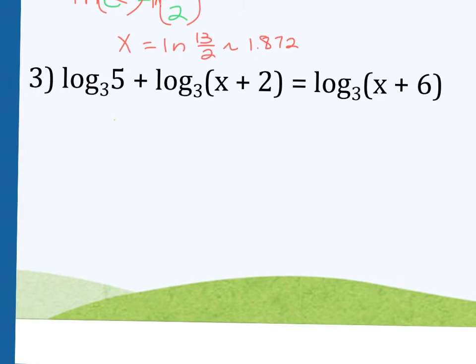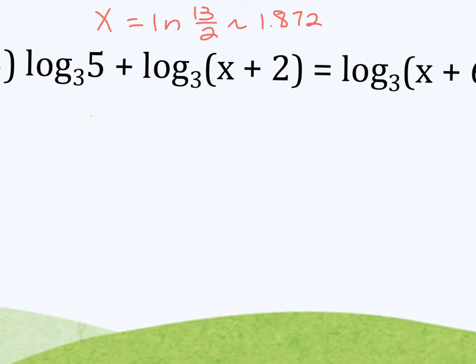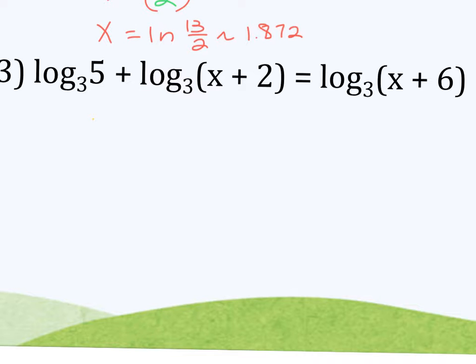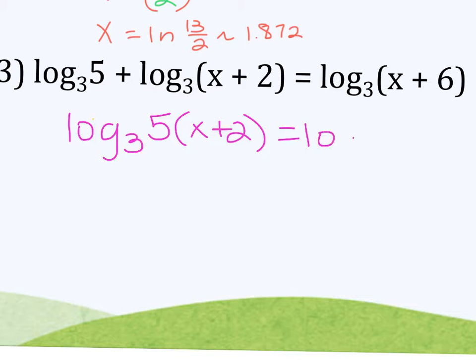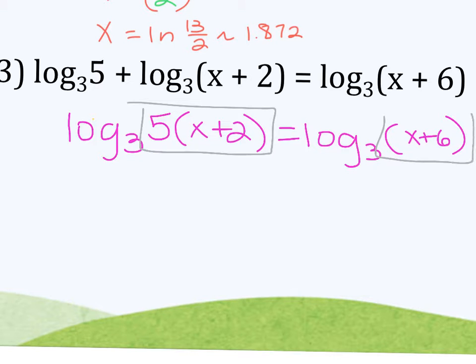Okay, then I get to 3. Log base 3 of 5 plus log base 3 of x plus 2 equals log base 3 of x plus 6. Now I've got a log on either side of my equal sign, right? Which means I have to do what? Condense it, and then it's going to be 1 to 1, right? So I'm going to condense the left side. If it's addition, it becomes what? Multiplication. So I get log base 3 of 5 times x plus 2 equals log base 3 of x plus 6. Now I've got one log with the same base on either side of my equal sign, which means ignore it and grab what's next to it, setting it equal to each other.